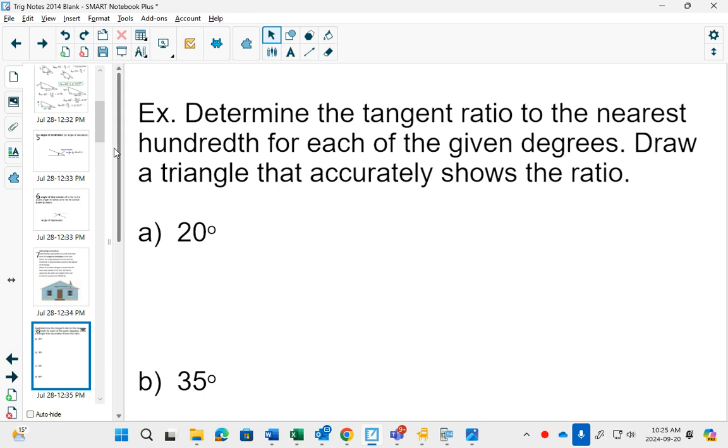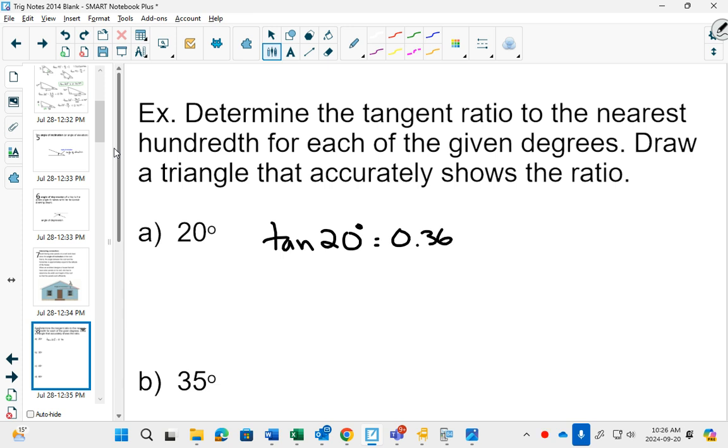Next, we're going to determine the tangent ratio to the nearest hundredth. And we did this one already. So this one we can really just use, it was 0.3637, so to the nearest hundredth, it would be 0.36. And then, since that's hundredths, we can change that into a fraction as 36 over 100.